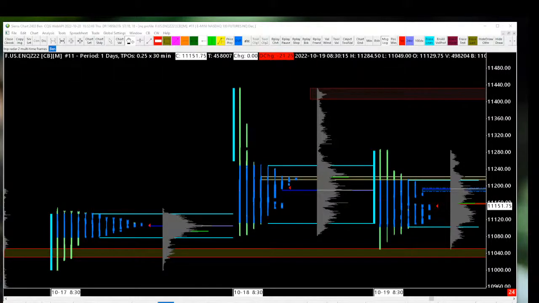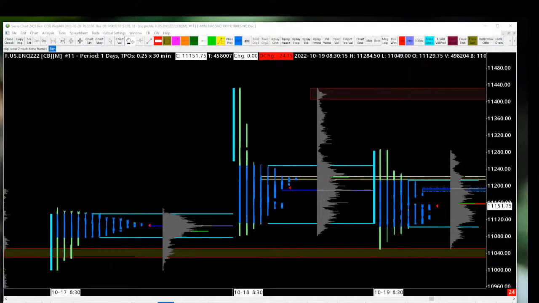It's Thursday, October 20th, post market. I'm going to do a review, and I want to start with something I usually forget that not everybody knows how to do, which is to prepare your chart with the profile.